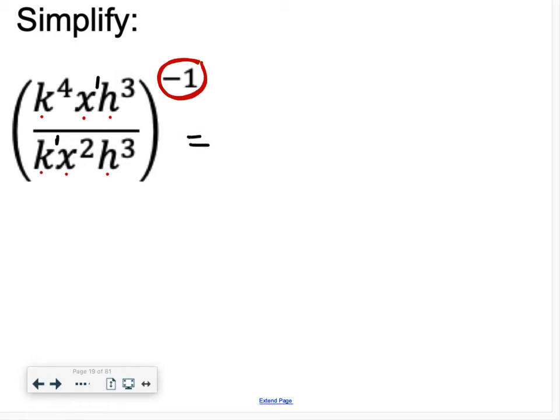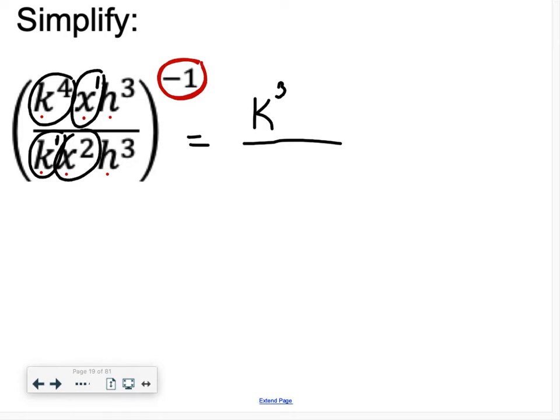So inside the parenthesis, I'm going to talk about my k's first. K to the fourth divided by k to the first. Because I'm dividing, I'm going to subtract those exponents. So I will have k cubed left on top. Okay, then my x's, I have x to the first, and I have division of x squared. So if I subtract, and be really careful, 1 minus 2 is negative 1. When you subtract, your answer always ends up in the numerator. I'll come back to that negative exponent.